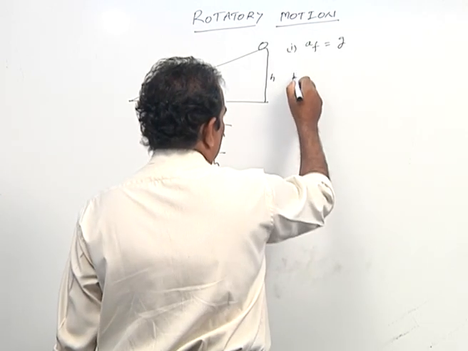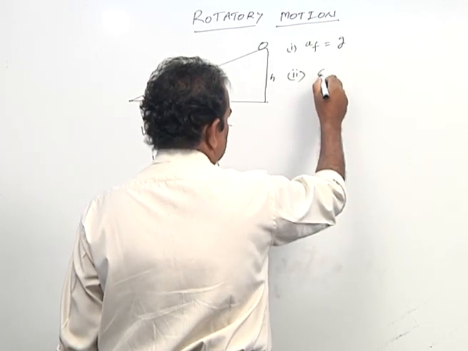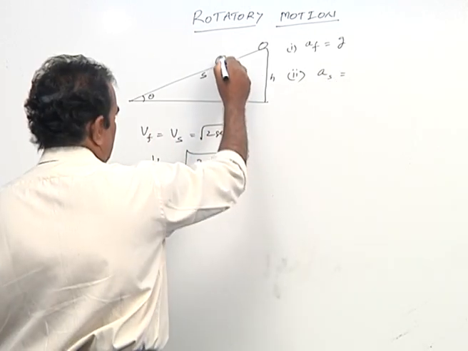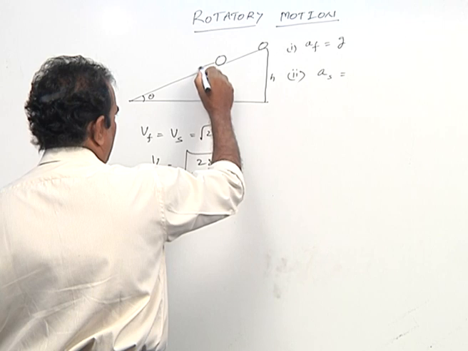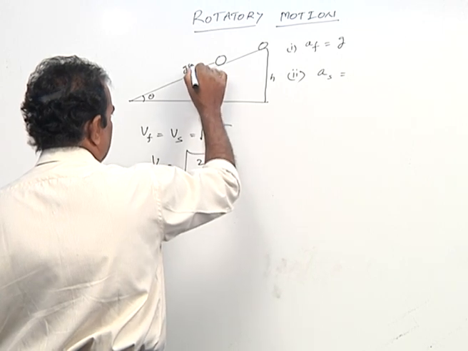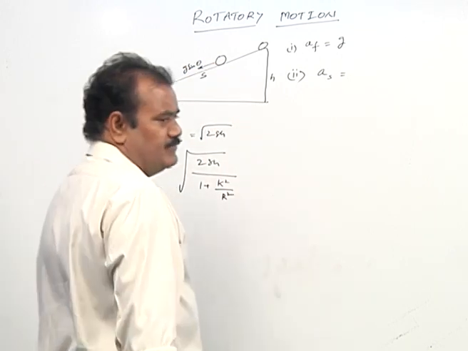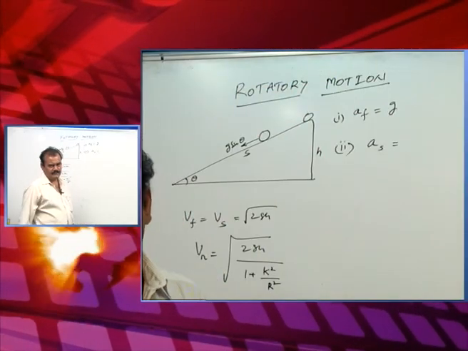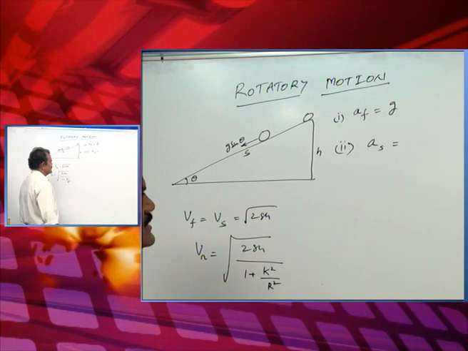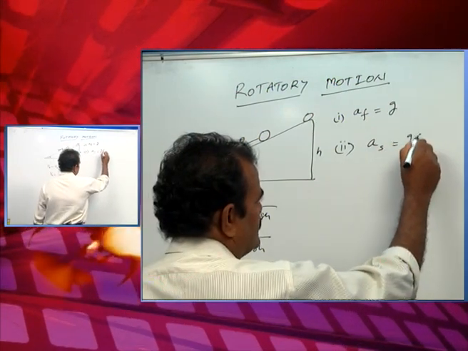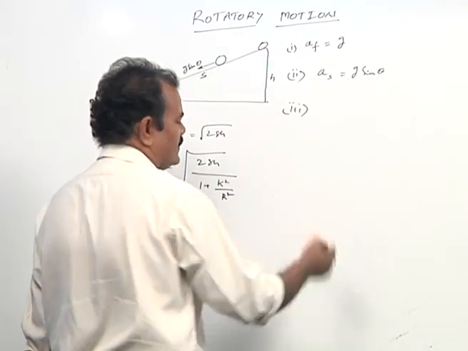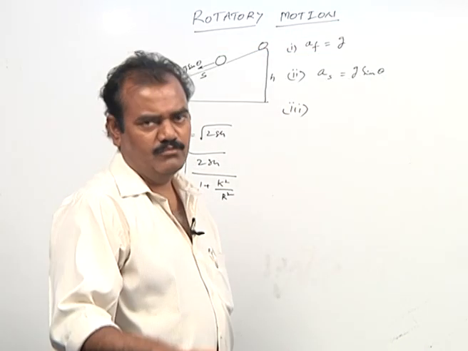And the second one is the sliding body. When it is sliding along the inclined plane, the acceleration will be g sin theta, because mg sin theta is the force which slides the body down the inclined plane. That's why the acceleration is g sin theta. Now the third one is the acceleration of the rolling body.